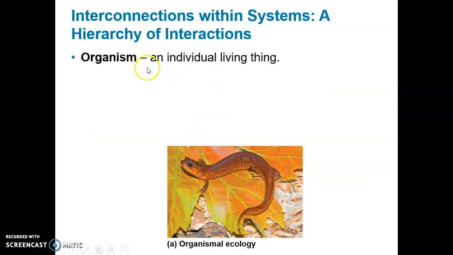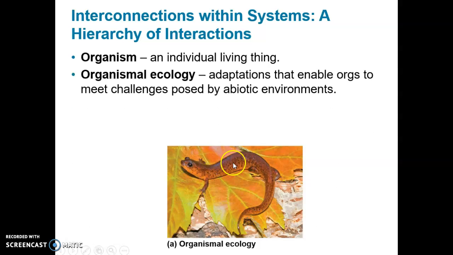So an organism is an individual living thing, and organismal ecology considers things like the adaptations that have allowed organisms to meet particular challenges of particular environments. So the salamander has soft, moist skin. It is ectothermic, meaning cold-blooded. So these are properties of this organism that help determine where it can live in its environment.